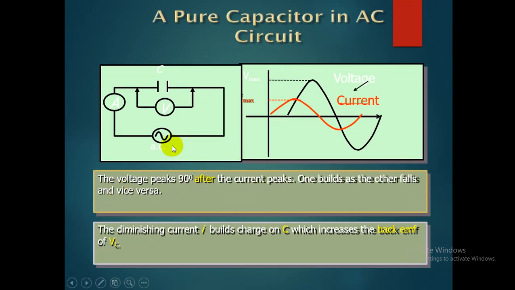If it is a pure capacitor, it always maintains 90 degrees between the current and voltage values, always 90 degrees, and the cosine of the angle is always 0. We can call that leading, because here the current value is leading the voltage.